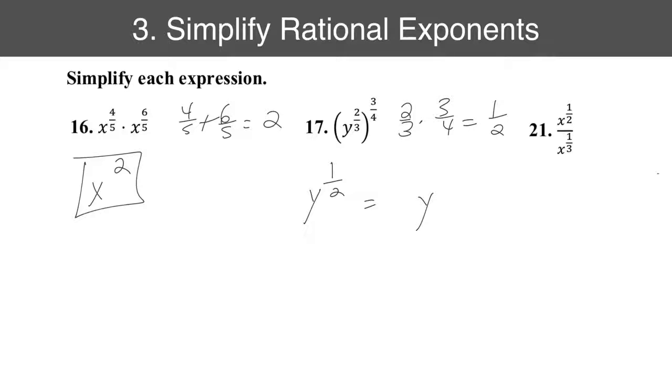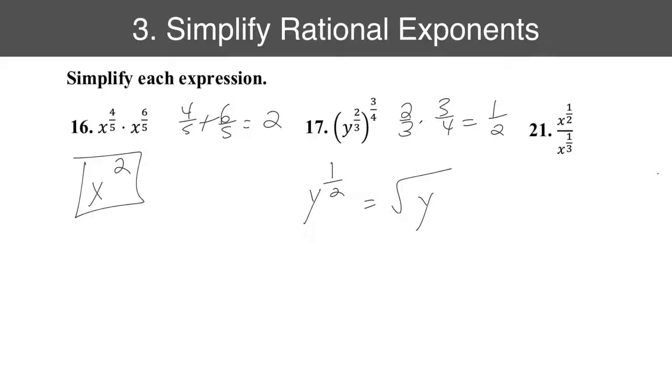You don't have to write the 1. Now the bottom number, the denominator, acts as the root, or what type of radical you're going to have. So since it's a 2, it would be a square root. So your answer would just simply be square root of y. So y to the 1/2, or square root of y.